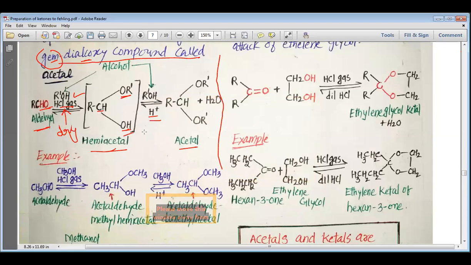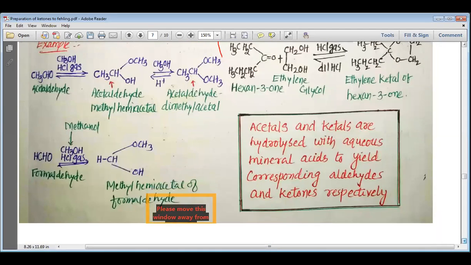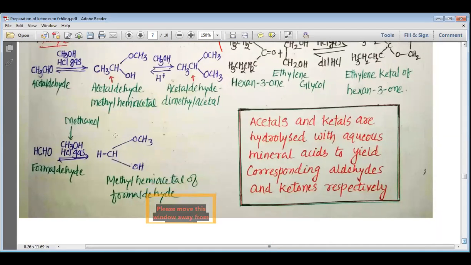The OH group, or the hydrogen of the OH group, is replaced by the alkyl group OR dash. Or you can say the OH group is replaced by the OR dash group and we get acetal. Hemiacetal means half acetal. Acetal means complete acetal or full acetal. So this is how, my dear students, from aldehyde we can get first hemiacetal and then the acetal. Let us understand the same reaction by looking at some examples.